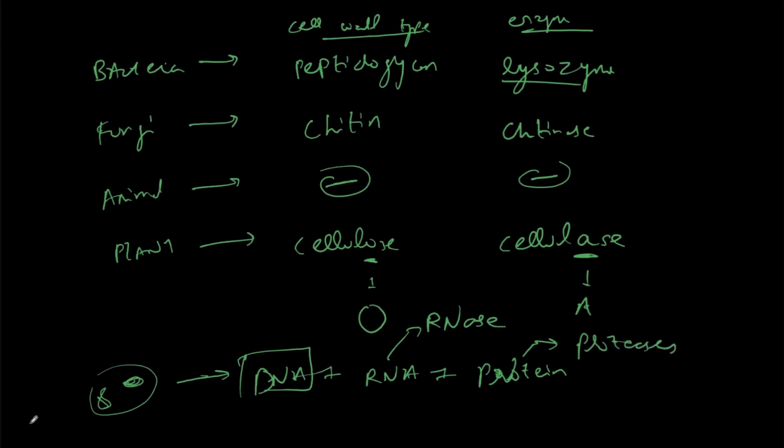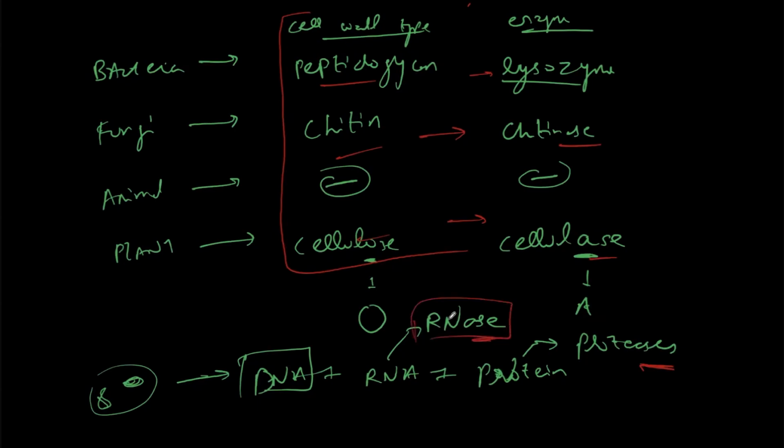I hope you remember these enzyme names, because they are very important from an exam point of view. You should memorize every single one of them. Peptidoglycan is degraded by lysozyme, chitin by chitinase, cellulose by cellulase. In the case of fungi and plant, it is just a common correlation, so you can easily remember it because it is chitin and chitinase. Whenever there is an enzyme, there is an "ase". As you can see, RNase is an enzyme which degrades RNA, protease degrades protein, and so on.